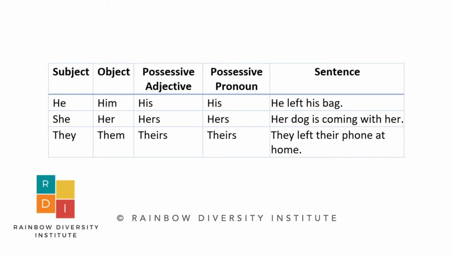So I've given a few examples here of different pronouns, probably ones that you're very familiar with. I've chosen the most popular here. So we have he, him, his, she, her, hers, and they, them, theirs. These are just some examples of the most commonly used pronouns, he, she, and they, and how you can conjugate them to the possessive and into a sentence. So for example, when you're using a masculine pronoun like he, you might say he left his bag, her dog is coming with her. And then for a gender neutral pronoun, we have here, they left their phone at home.